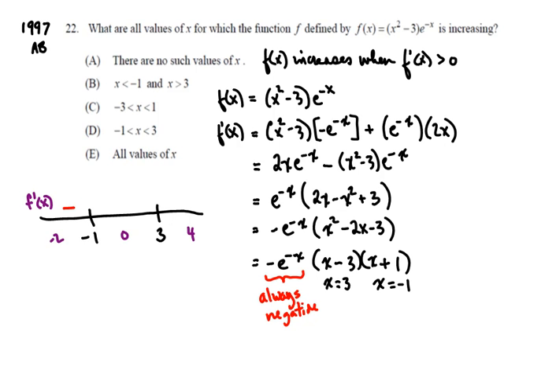Next I plug in 0. Well, the first term, negative e to the negative x, is always negative. 0 minus 3 is negative, 0 plus 1 is positive, so I have negative, negative, positive, which will become positive. And finally, again, negative e to the negative x, always negative. 4 minus 3 is positive, 4 plus 1 is positive, so I have negative, positive, positive, which is negative.